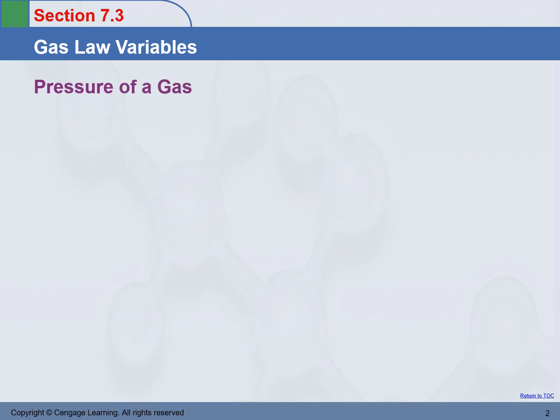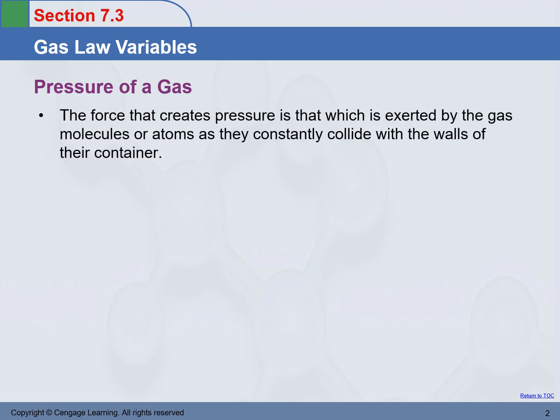Why does a gas have pressure? Where does the pressure of a gas come from? Well, the pressure of a gas is caused by the collisions of the gas particles on the wall of the container. Gas particles move very fast. They have the highest kinetic energy. So when they collide on the wall of the container, it causes pressure.